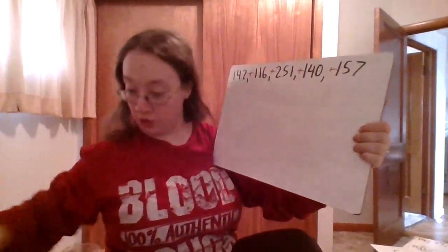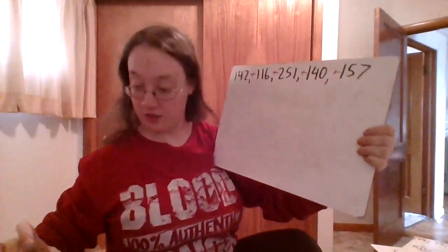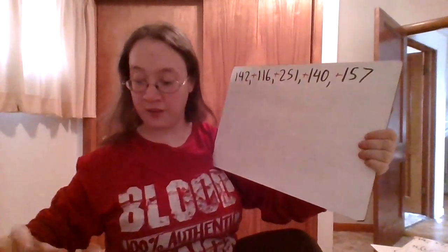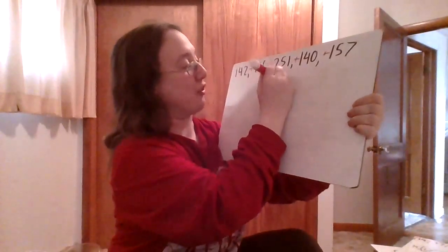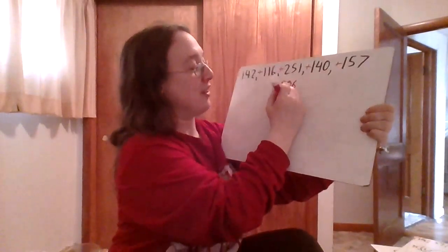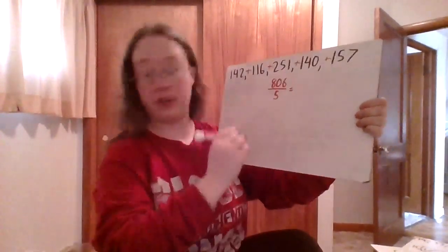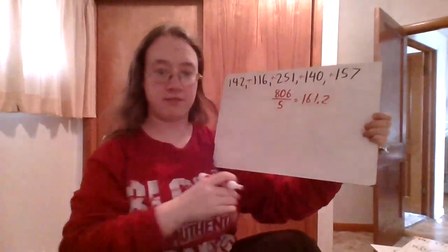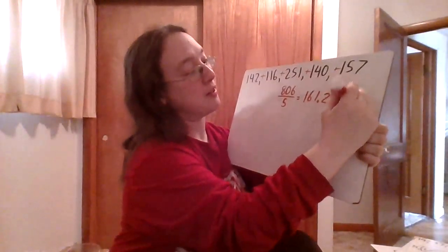And taking 142 plus 116 plus 251 plus 140 plus 157. And again, just make sure you hit enter before you divide. So we got 806 divided by, I've got 1, 2, 3, 4, 5 things. So 806 divided by 5 gives you 161.2. Alright, cool. So that's our mean.